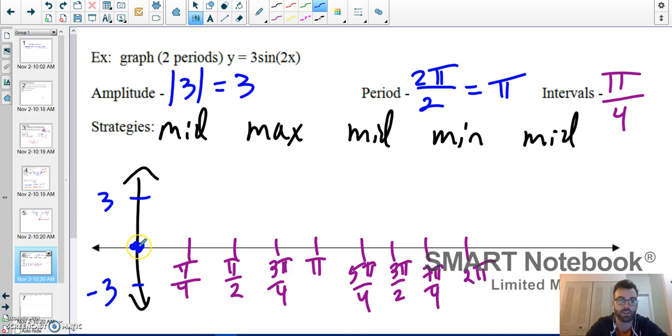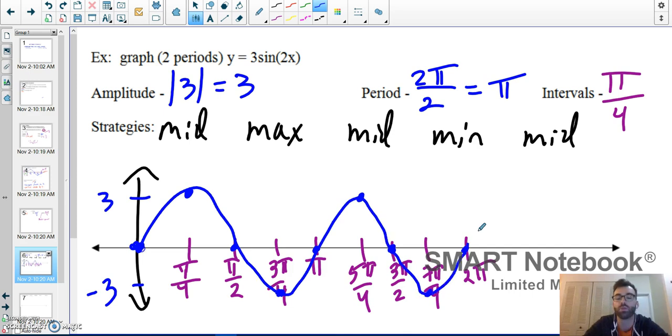Okay, well, where do I start? I start at my midline. I go out to my maximum, back down to the midline, down to my minimum, back to my midline. And then I do it all over again. Max, mid, minimum, mid. And boom. Connect. Ooh. Oh, not bad. Connect your dots. All right. That's pretty neat.